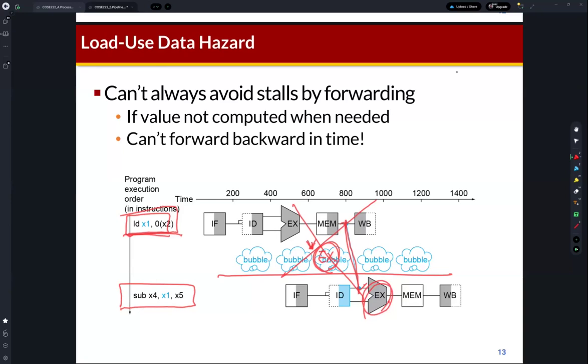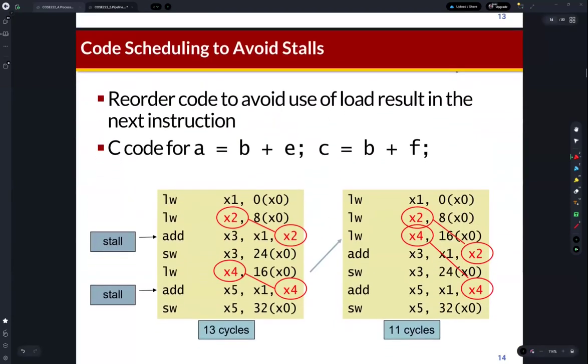So this hazard is called the load-use data hazard. Because this data hazard is caused by the load instruction, in this case we cannot avoid the waste of one clock cycle. But we can apply compiler techniques to avoid the load-use data hazard. So this is the example.